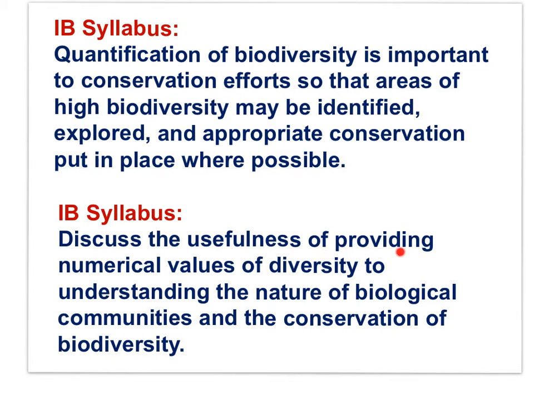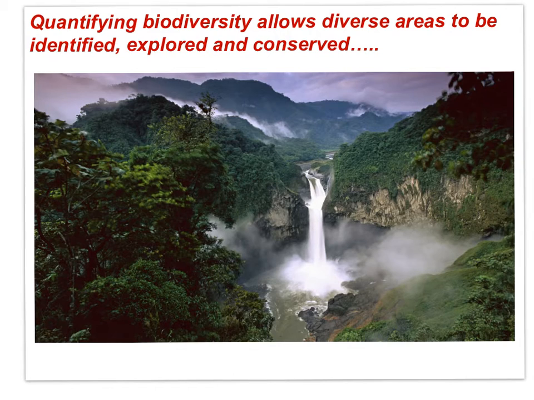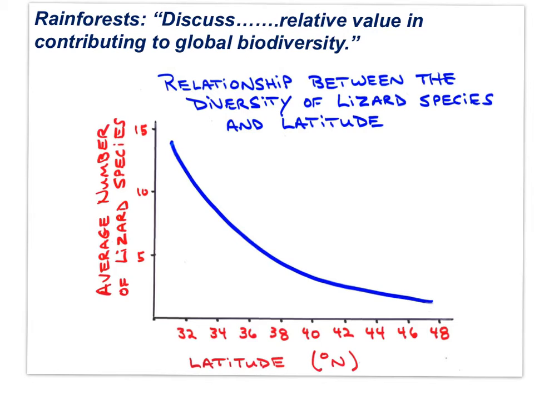Discuss the usefulness of providing numerical values of diversity to understanding the nature of biological communities and the conservation of biodiversity. Quantifying biodiversity allows diverse areas to be identified, explored, and possibly conserved. Here is a graph that displays the diversity of lizard species with latitude, and you can see that as you get closer to the equator, the higher the number of lizard species, the higher the species richness.